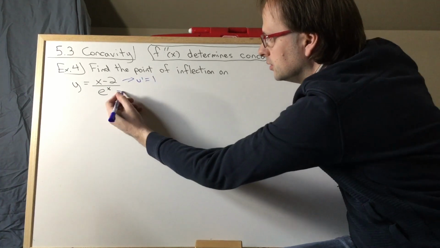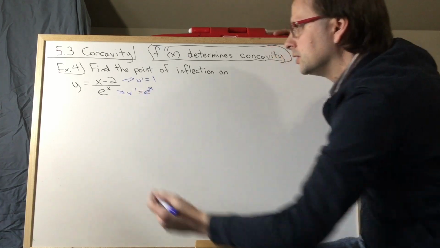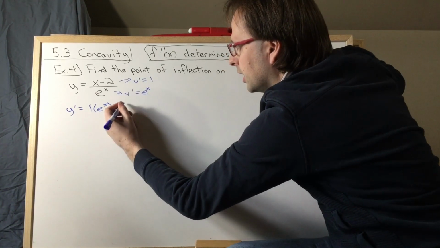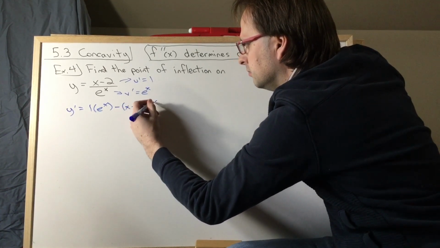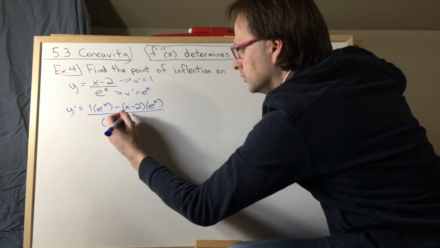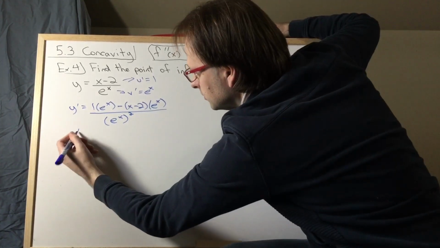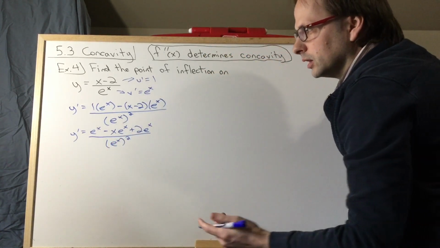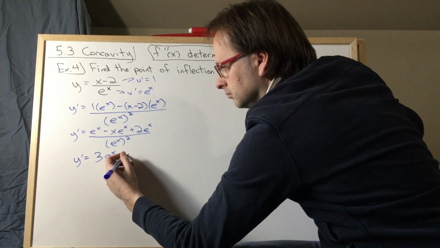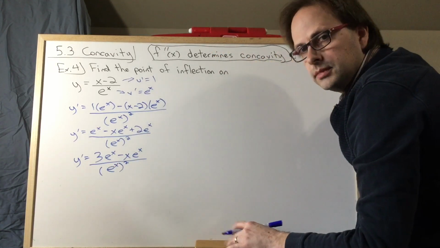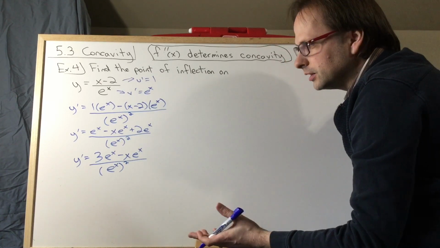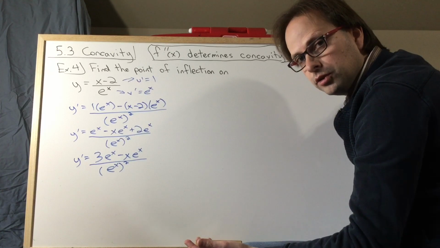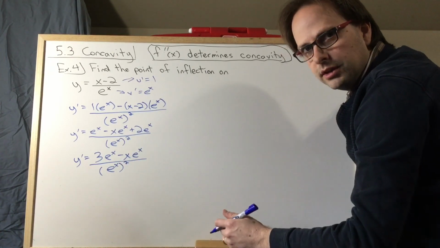U prime would just be 1. V prime would be e to the x. And we can differentiate. So u prime v minus u v prime all over v squared. I'm going to clean that up a little bit. I'll collect my like terms. Now I could multiply these powers together, I'm not going to because I think it's easier to reduce by taking a greatest common factor out at the top. And since I'm going to differentiate again, there's a lot of value in finding my first derivative in the easiest possible form. Right now, it's a bit of a mess to differentiate again.